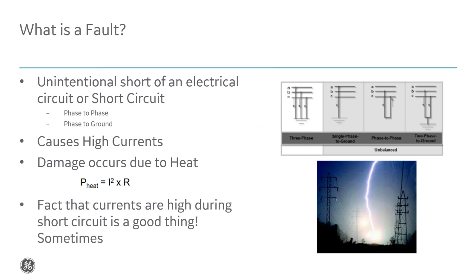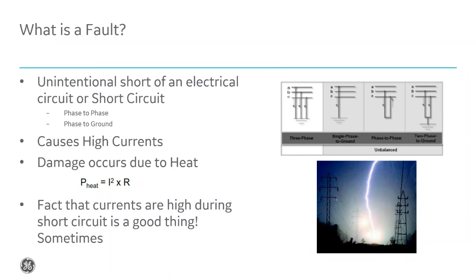But we also have to guard against phase-to-phase faults, 2 phase-to-ground faults, and 3-phase faults. The big difference between the 3-phase faults and the other types of faults is that the 3-phase fault is a balanced fault, so that's almost how the power system is normally operating, balanced, but with high currents. And then the other types of faults we refer to as unbalanced faults.